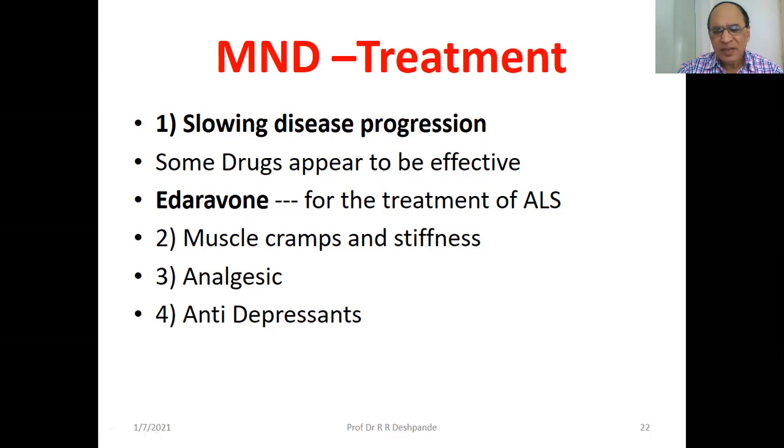Edaravone is not commonly used. In America, it is commonly used for preventing muscle cramps and stiffness. This drug is used to prevent the progress of the disease, but some other medicines can be used to prevent the muscle cramps. Some medicines can be given temporarily as an analgesic, and some drugs temporarily as an antidepressant.